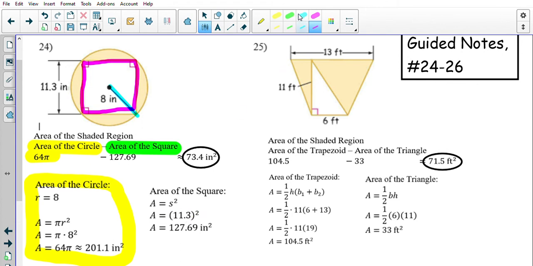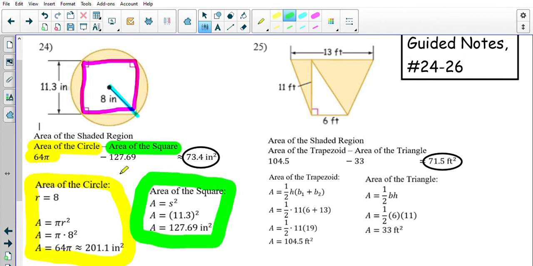The area of the square is going to be 127.69 inches squared. So if we take the area of the whole picture, the whole circle, which includes the square as part of it, we have 64 pi, or about 201.1, minus 127.69. It's going to give us the area of the shaded regions, which is about 73.4 inches squared.